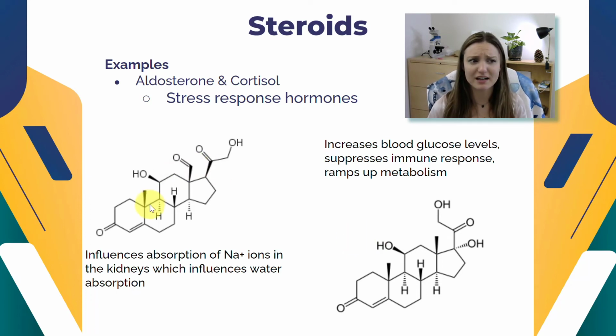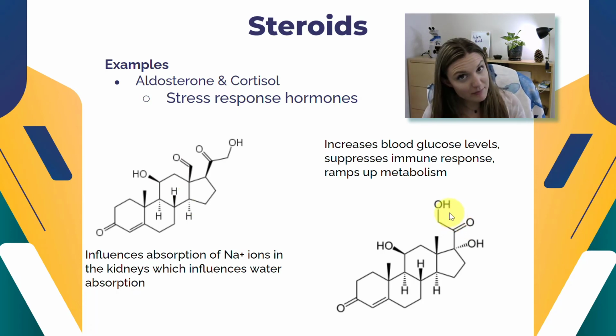So for example, aldosterone, one of its functions is in the kidneys. It helps with the reabsorption of sodium ions, which influences water absorption. Remember, if we think about how water moves in osmosis, it helps to up our blood pressure, which, if we're in a stressful environment, could potentially be helpful if we're about to flee from something or about to run away from something that's going to eat us. Higher blood pressure means that we can move more blood around.